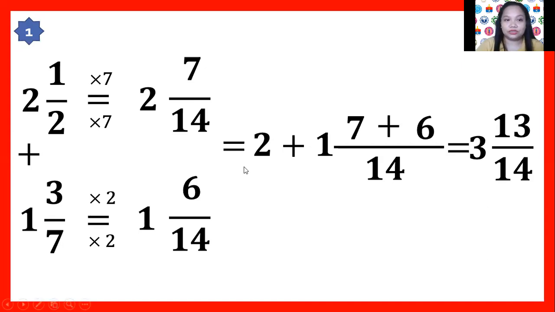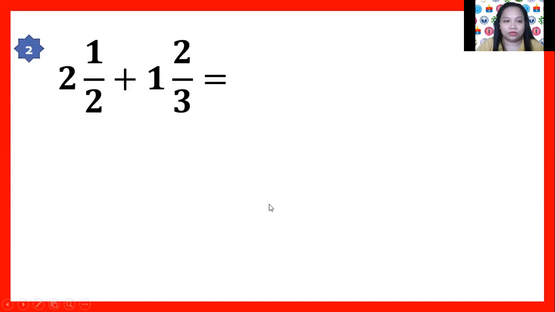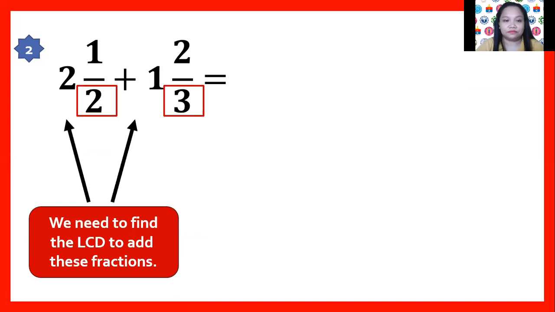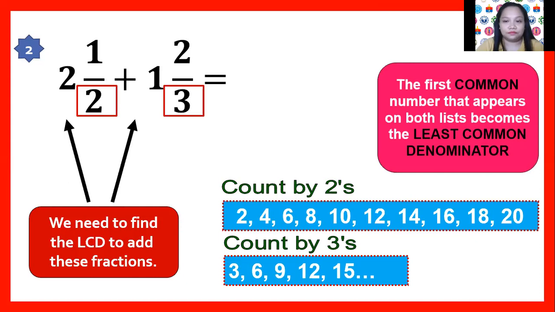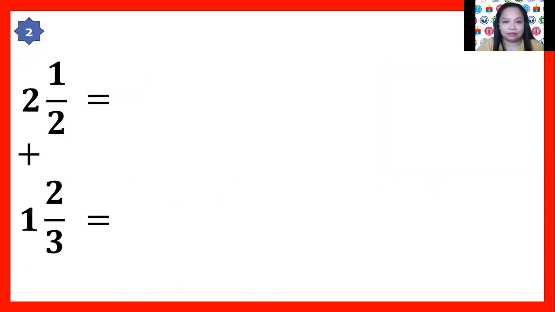So we can now proceed to our next example. 2 and 1/2 plus 1 and 2/3. Again, we need to find the LCD by listing down the multiples of 2 and 3. And then we have to identify the first common number that appears on both lists. That would be our least common denominator. In this case, that is 6.